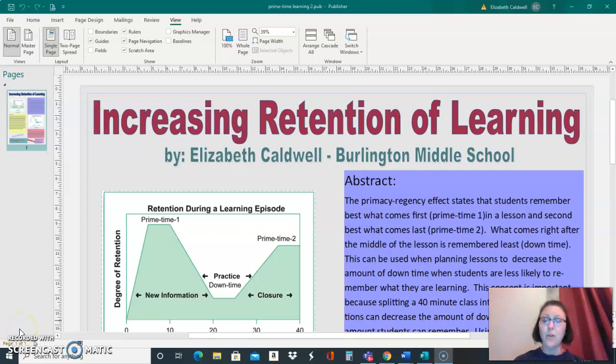Hi, I'm Elizabeth Caldwell, and I want to talk to you about retention of learning. As teachers, we all want our students to retain what we're learning. And so part of that is understanding what the primacy-recency effect is.